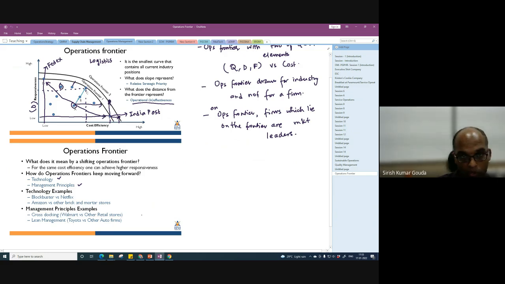I hope you understood what the Operations Frontier stands for and how it is used to benchmark against firms in the industry. And the beauty of it is that it is not only showing benchmarking, but it is also showing the different strategies firms use and operate with in this particular industry.